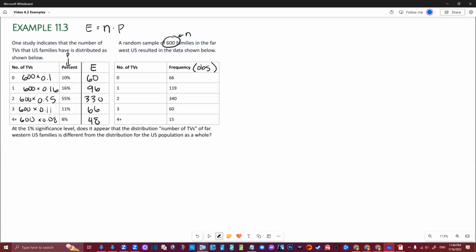Last step, we need to figure out our degrees of freedom. We know for a goodness of fit test that that's number of categories minus 1. And there are 1, 2, 3, 4, 5 categories. So 5 minus 1 is 4.